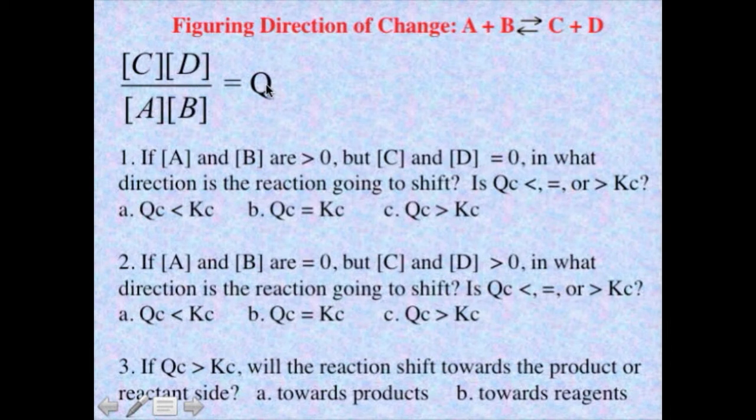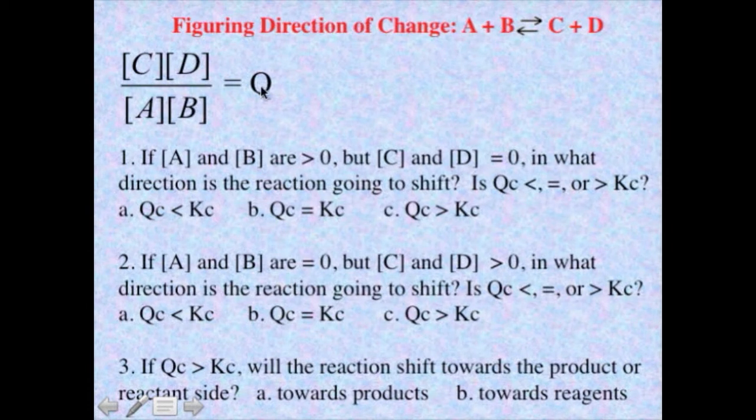So Q is going to be, in this case, larger than K. Taking a look at the reaction, the concentrations of A and B are 0. You don't have any reagents, you just have products. And of course, it's going to shift in reverse to increase the value of A and B, to grow A and B.